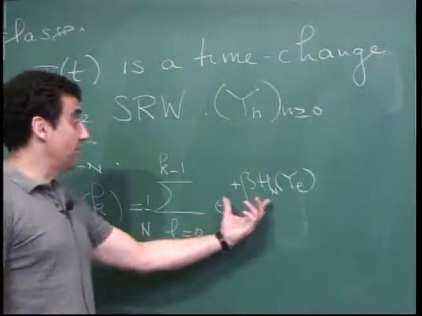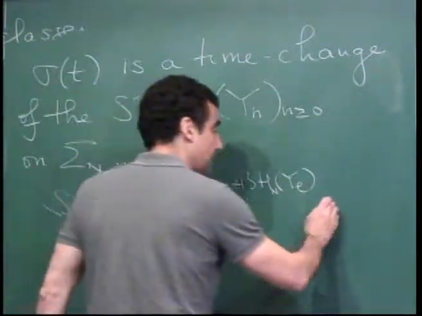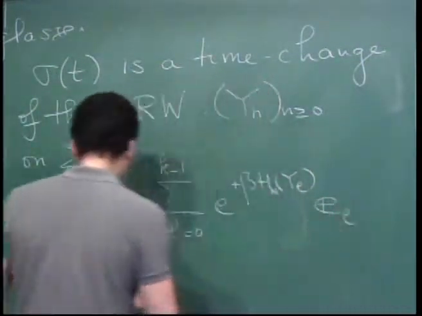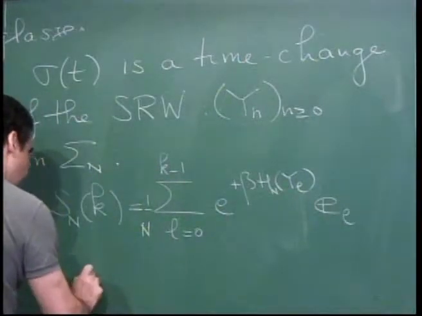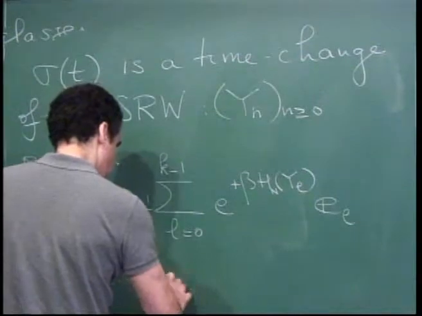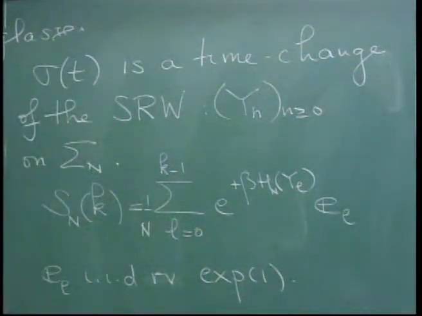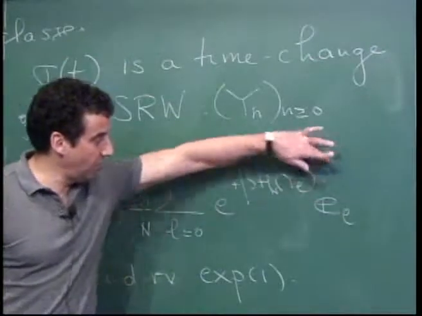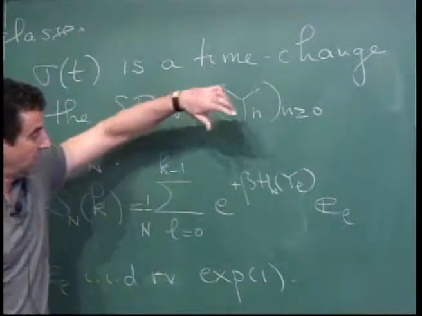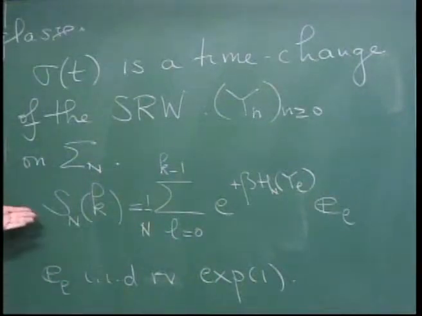And so that's the time you pick up at a site l, except you have to multiply this by El, and El will be simply IID exponential random variables with mean 1. So this whole thing is an exponential random variable with mean this. All right? So that's the time of the k-th jump.